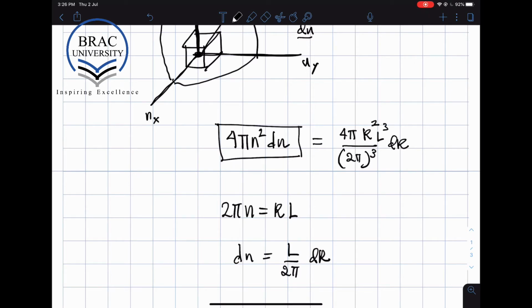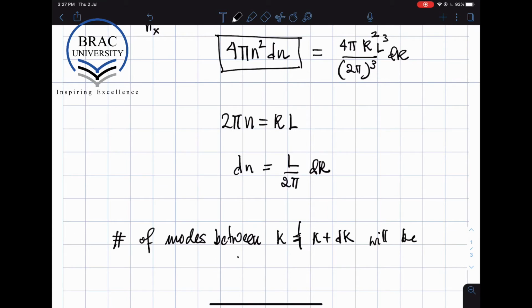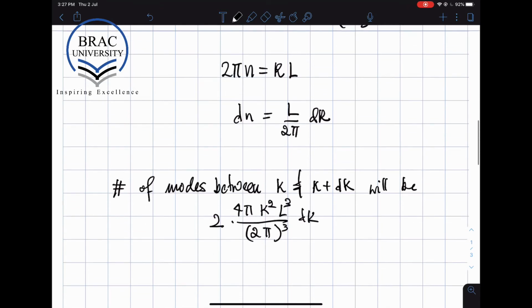So, however, the number of modes between k and k plus dk will be 4 pi k squared L cubed by 2 pi cubed dk times 2. What is this 2?